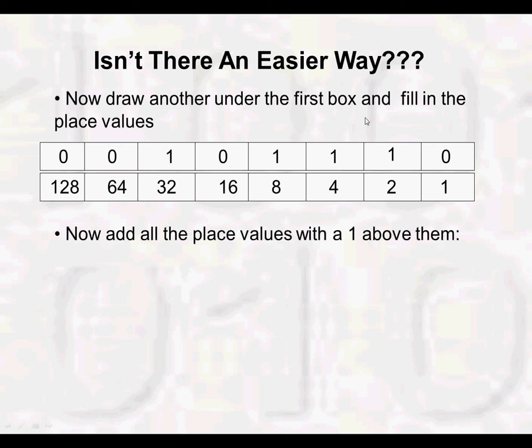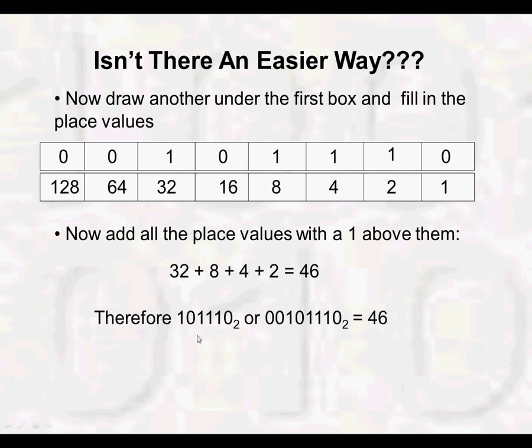Now all I need to do is everything that has a 1 above it, I want to add those ones together. So this number would be 32 plus 8 plus 4 plus 2. That gives me the number 46. So 101110 is equal to the number 46 in the decimal system.